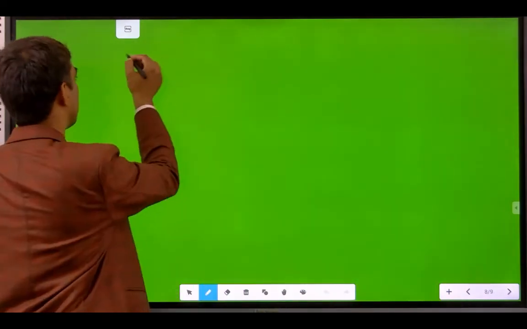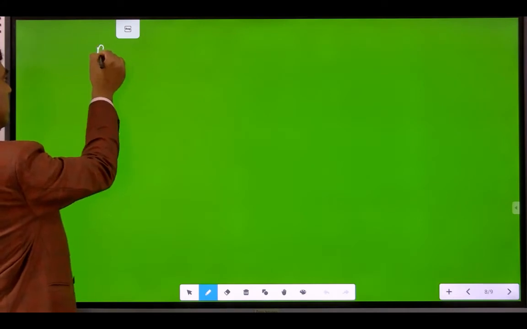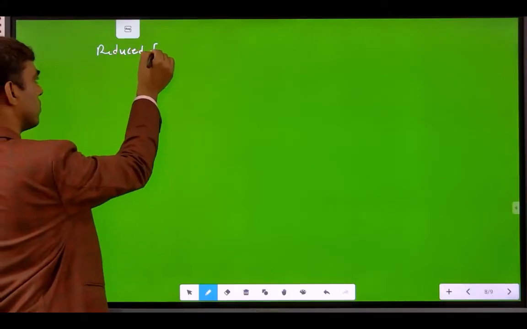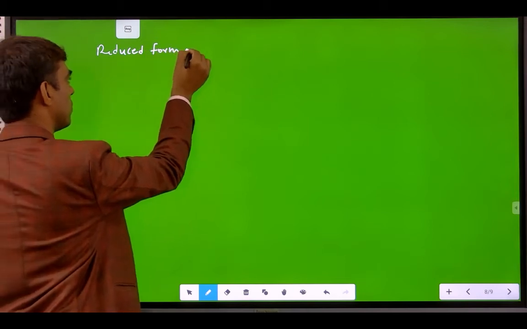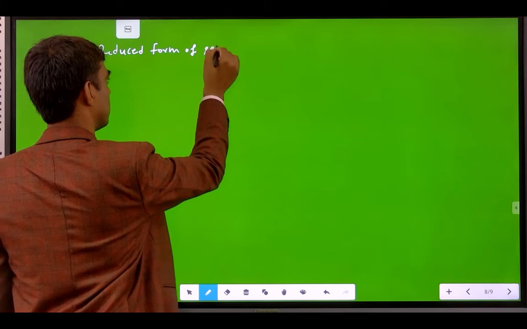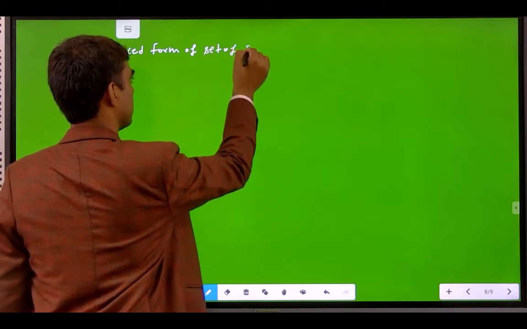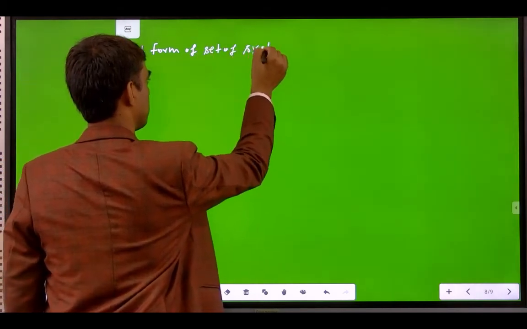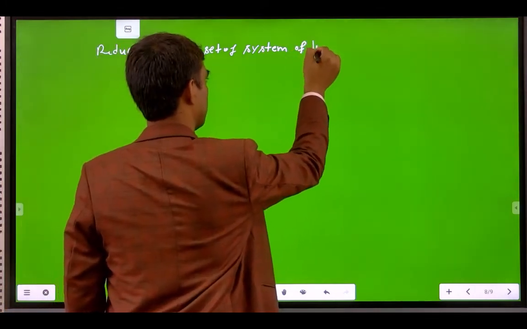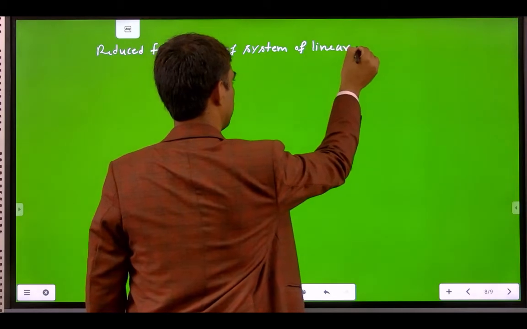So now we write a reduced form of a set of systems of linear equations.